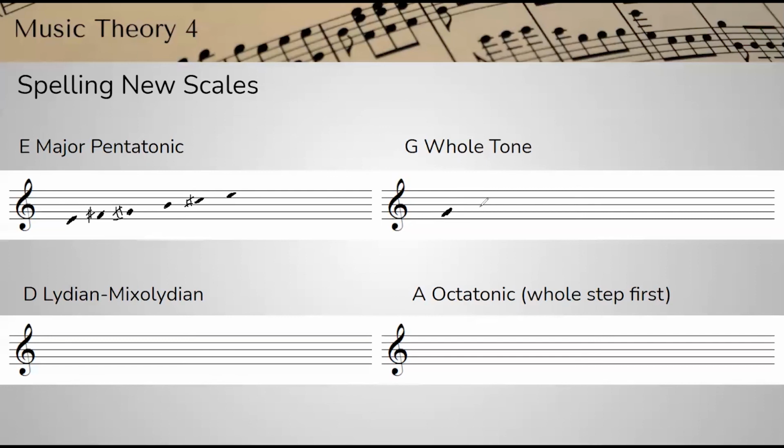So we have a G, an A, that's a whole step, an A to a B is a whole step, a B to a C sharp is a whole step, a C sharp to a D sharp is a whole step. And then you have to make a decision. How much do you hate your life? You could do E sharp if you really wanted to make it a step, but I don't want to do that. So I'm going to make it an F natural. And then I'm going to end this on a G, right?